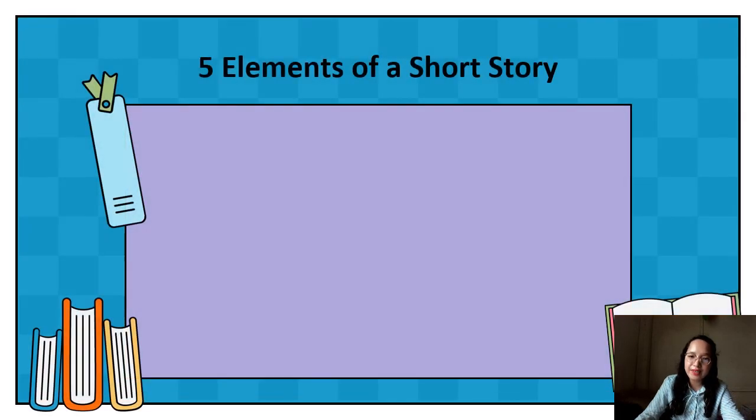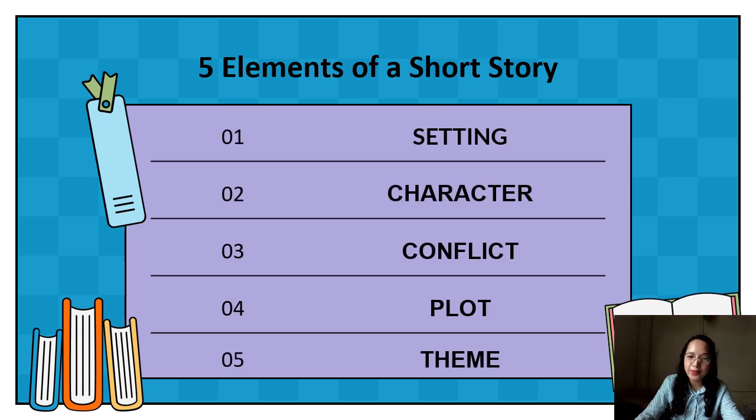So those are the five elements of a short story. We have the setting, character, conflict, plot, and theme.